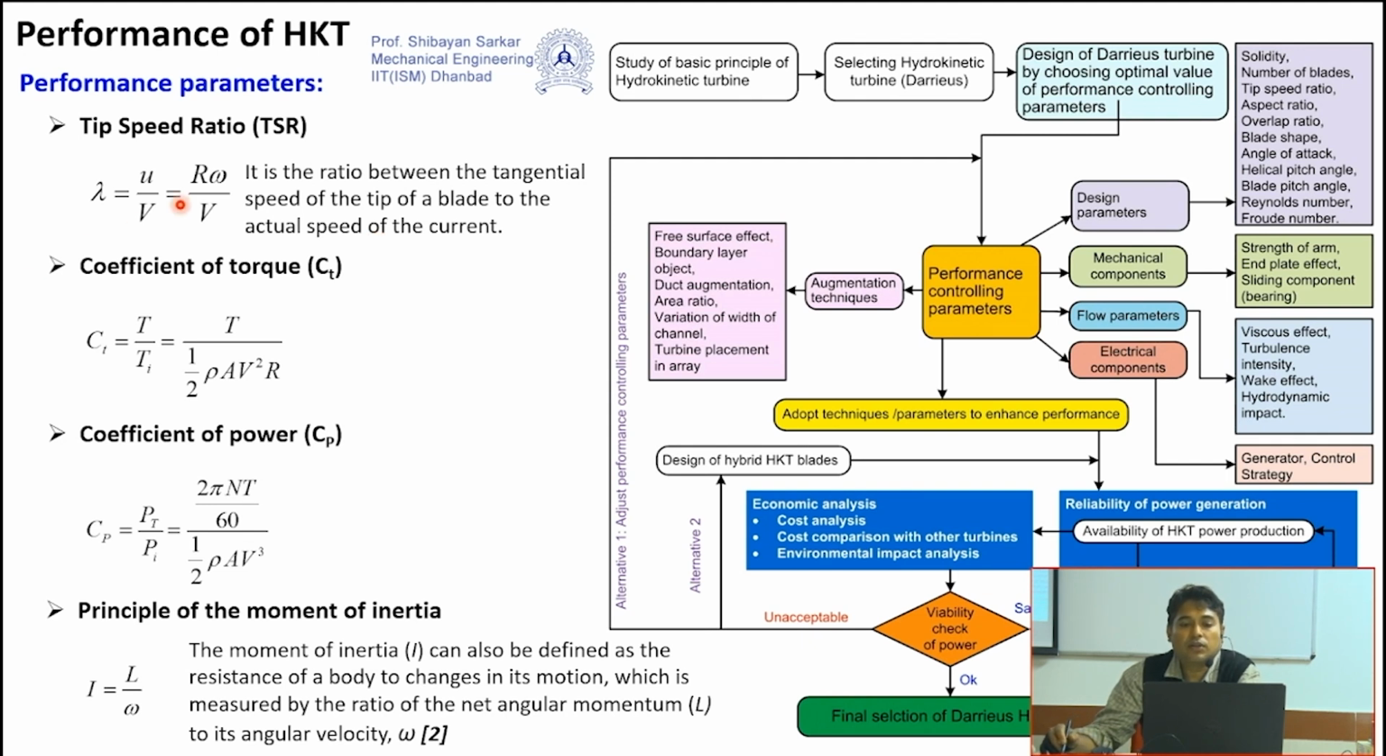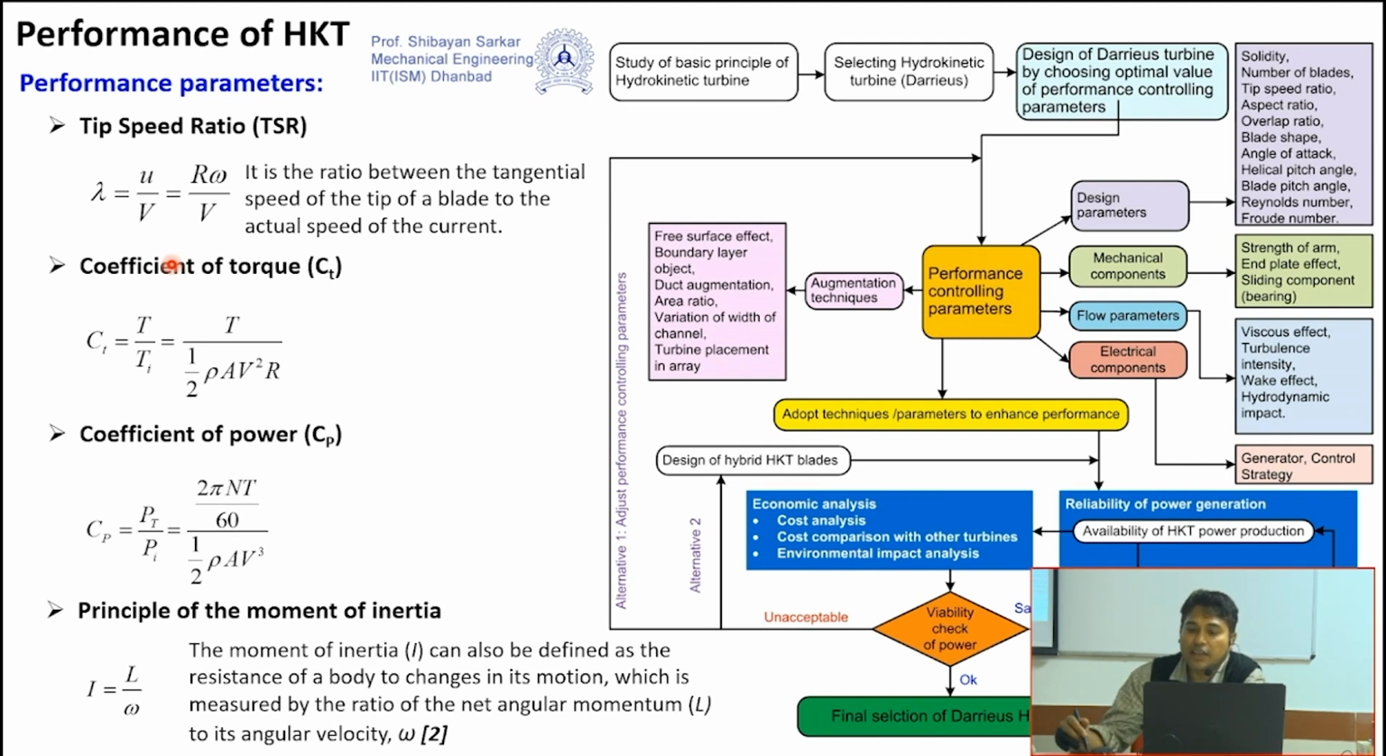First is the study of the basic principle of the hydrokinetic turbine, and then selecting the turbine. Here we are considering a Darrieus turbine. Now what will be the design parameters of the Darrieus turbine? Different parameters will be there: design parameters, different mechanical components, flow parameters corresponding to the river flow, and different electrical components.